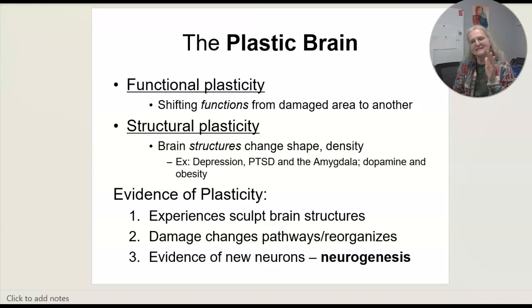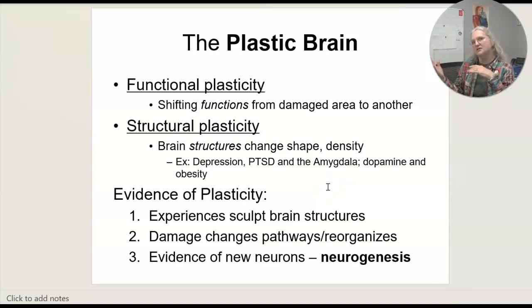It's both functionally plastic, which means the functions in one part of the brain, if that part of the brain gets damaged, those functions can shift to another part of the brain. When my mother's partner had a stroke, the doctor told him to keep reading because some of those functions from the damaged part of the brain would shift to another part of the brain. So it's functionally plastic, but it's also structurally plastic. And what that means is the structures of the brain change shape. One of the most obvious examples is neurogenesis, the birth of new brain cells. But other examples show up in some of the research on depression and post-traumatic stress.